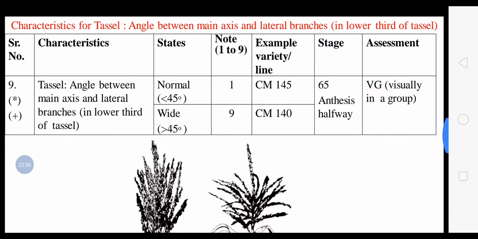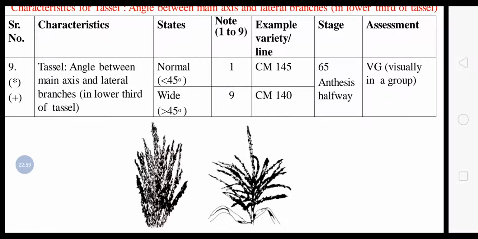The ninth character is angle between main axis and lateral branches on the tassel. In lower third of the tassel, the character is studied like normal and wide. Normal is when the angle between main branch and sub branches is less than 45 degrees. That is called as 1, and example is CM 145. Wide is scored as 9, and example is CM 140. Stage is again anthesis halfway. Assessment is visually in groups.